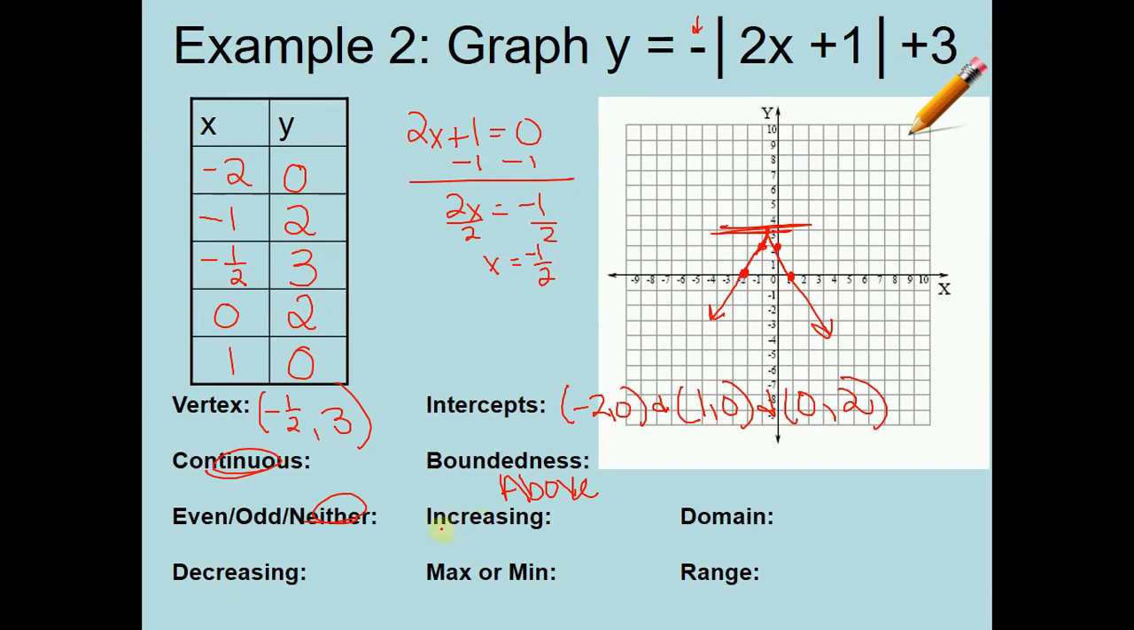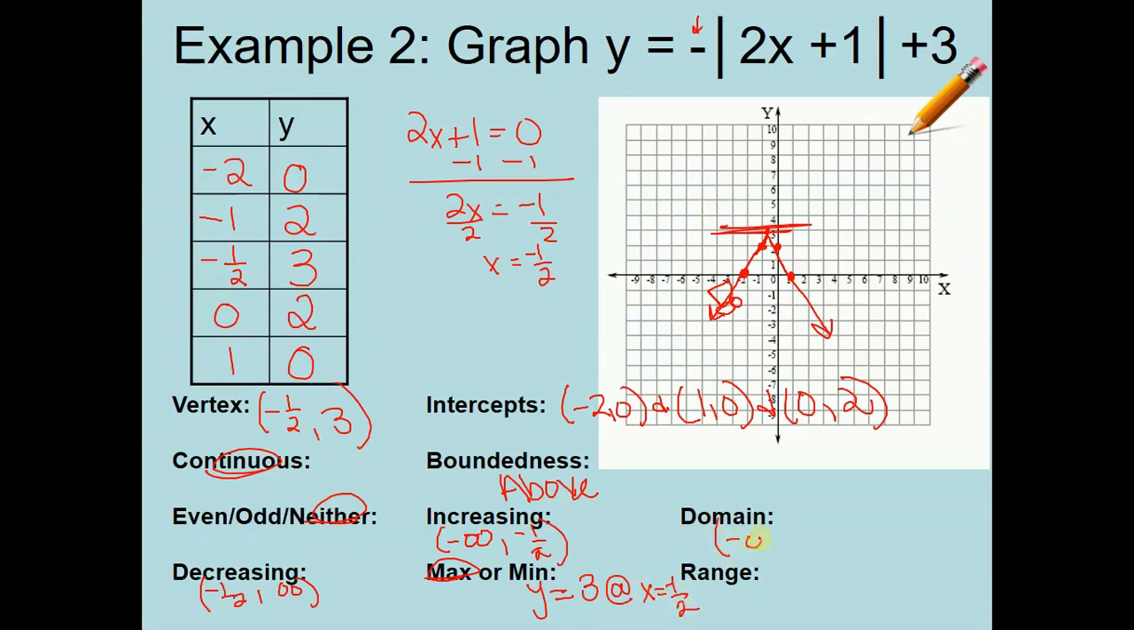Increasing. It looks like we are increasing from negative infinity, because it's my car here. Beep beep. He's going to go all the way up to my x value right here, which is negative 1/2. And then we're going to decrease from negative 1/2 to infinity. We have a maximum of y equals 3, and it's when x is negative 1/2.